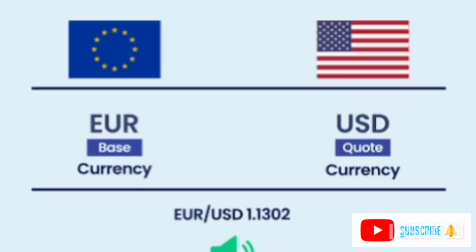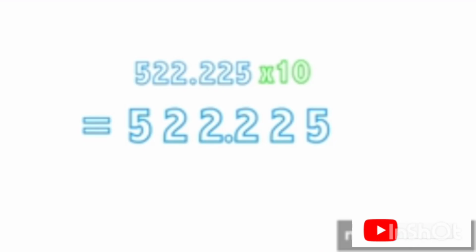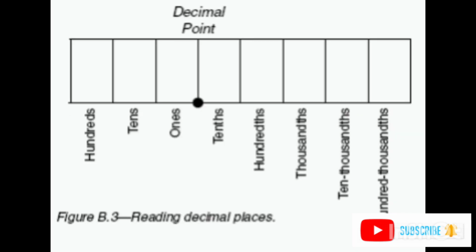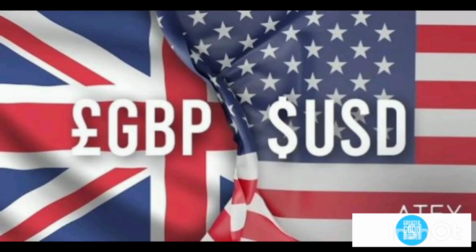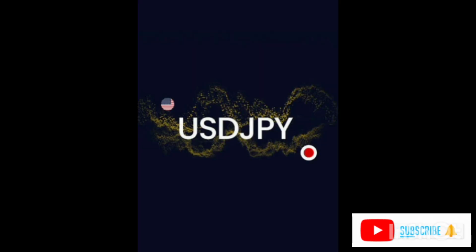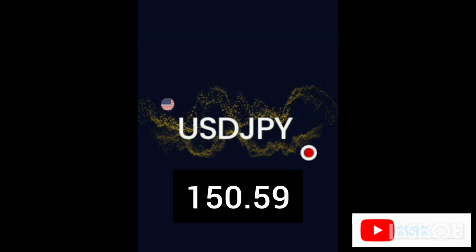In our previous lesson, we learned about currency rates, naming, base currency, and quote currency. Now I need you to understand that currencies have decimal places because they no longer have fixed rates after the collapse of the Bretton Woods system. Most currency pairs are quoted to 4 decimal places, for example pound sterling to US dollar 1.7500, except JPY pairs which are usually quoted to 2 decimal places, like US dollar to Japanese yen 150.59.